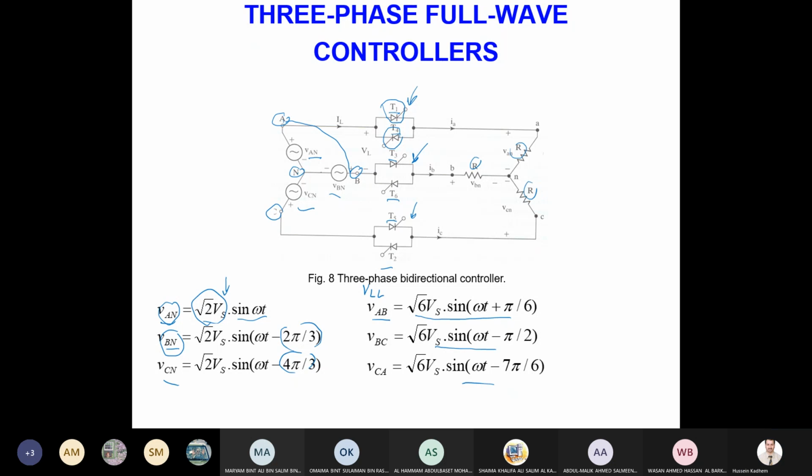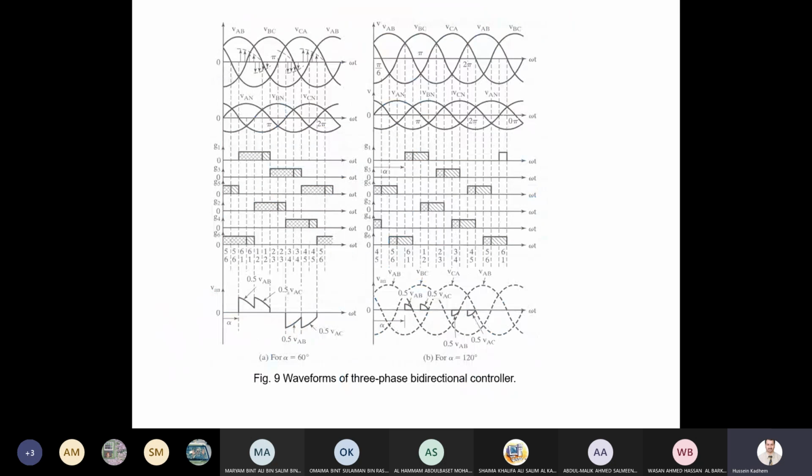Now, how does this circuit work? It works based on alpha. I will give an example. There is a range for alpha. Alpha from 0 to 60 gives one formula. From 60 to 120 gives another formula. You may ask, why do we have different formulas? Because of how many thyristors, and which thyristors, will conduct. This is the question. I give an example here about alpha when it is between 0 and 60 and when it is between 60 and 120.